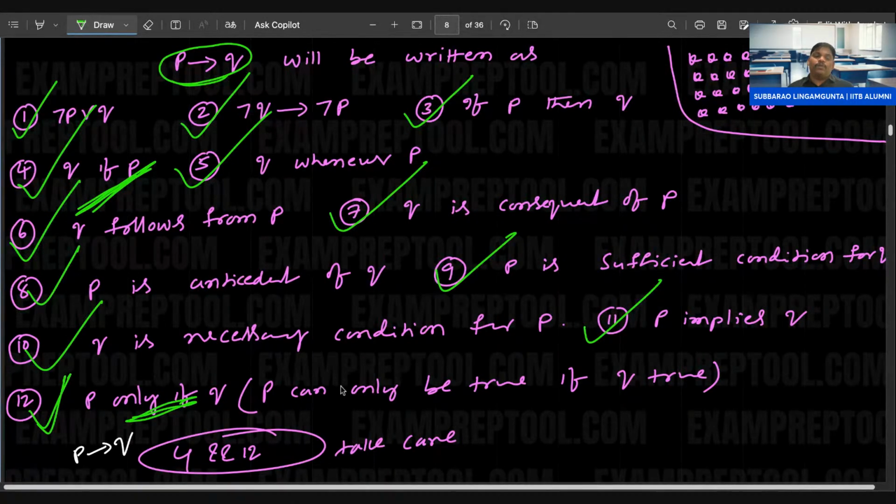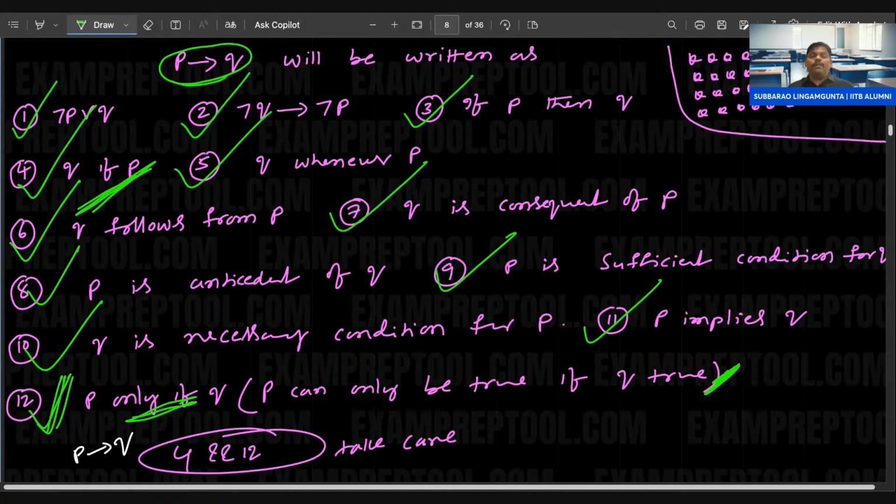The meaning of this one is P can only be true if Q is true. This one is a very, very important one. Please remember this. The meaning of this one is, if P is true, Q should also be true. Indirectly, directly, that is the meaning of that line.